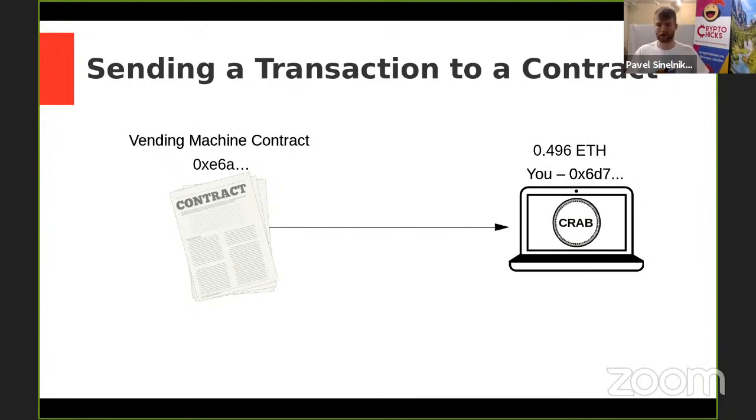Then we receive our Crab Cola token once the transaction is posted and processed and accepted. And now we have our Crab Cola token. Perfect.